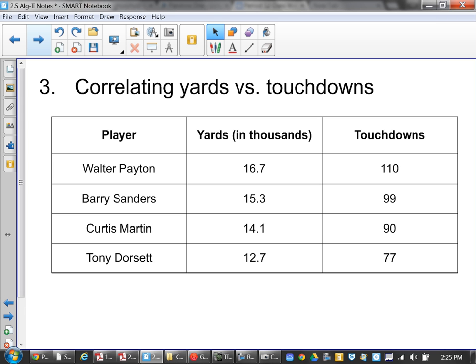Because what we can do is use the data to get a rough estimate of how many touchdowns somebody should have after so many yards. Or if somebody scored so many touchdowns, how many yards would they have had over the course of their career? This is the kind of stuff that you can do with these linear setups.